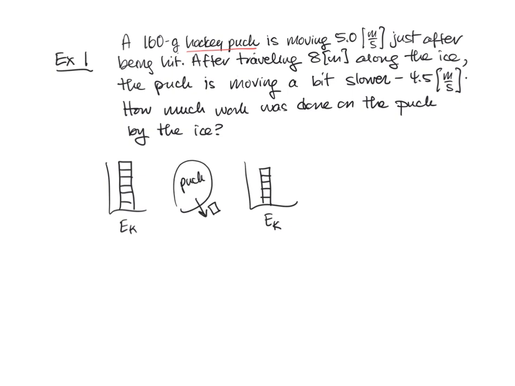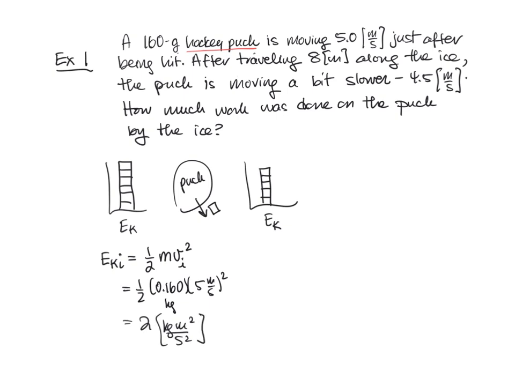But let's be a little more quantitative now that we can. In the beginning, how much kinetic energy do we have? We can calculate that as 1/2 times the mass of the hockey puck times its speed at the beginning squared. So 1/2 times 0.160 kilograms times 5 meters per second squared. When I put that in my calculator, I get 2 joules. The units will be kilograms meters squared per second squared. That is a joule in named units. So we start out with a kinetic energy of 2 joules.